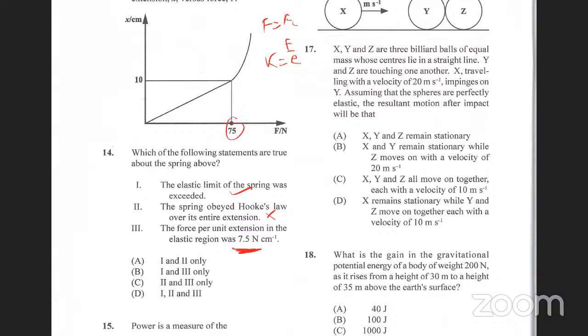So we could use these values here. We could find the gradient, which will be 1 on k. So that will be 10 over 75. Flip it over again, yeah? So 1 and 3 looking right. 1 and 3.